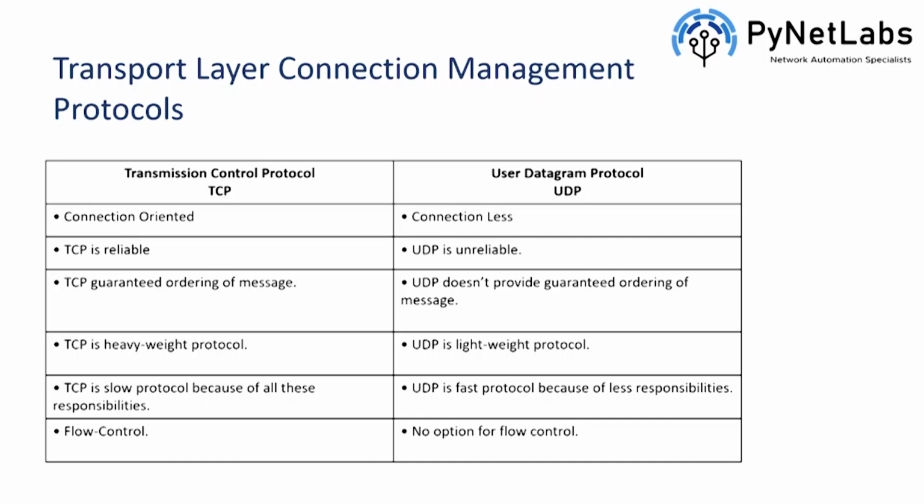TCP is a heavyweight protocol, UDP is a lightweight protocol. TCP is a bit slow because it has so many responsibilities. UDP is fast because of fewer responsibilities. There is the option to control the flow in TCP. There is no such option to control flow in UDP. So these are a few things on which we can differentiate TCP and UDP.